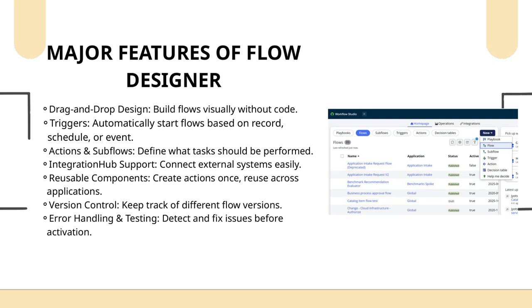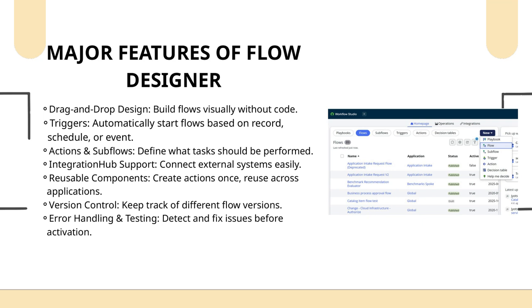First, we have drag-and-drop design, which allows you to build flows visually without writing any code. It makes the process intuitive and accessible, even for those who aren't programmers. Next, triggers are a key part of automation. They enable flows to start automatically based on specific records, schedules, or events, ensuring your processes run seamlessly in the background. Then, we have actions and subflows.